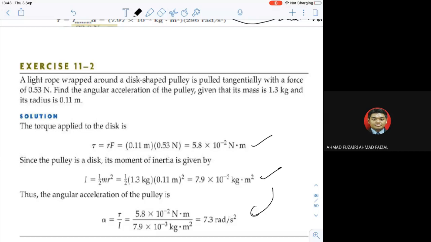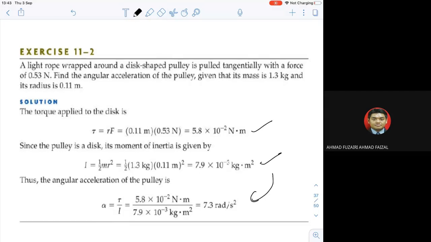Another example: a light rope wrapped around a disc-shaped pulley. Disc-shaped pulley means that the moment of inertia is half mr squared. The pulley is pulled tangentially with a force F. Find the angular acceleration of the pulley, so find alpha. You have R and F, so 0.11 times your F, you get the torque, and then you get I, and afterwards you can get alpha.